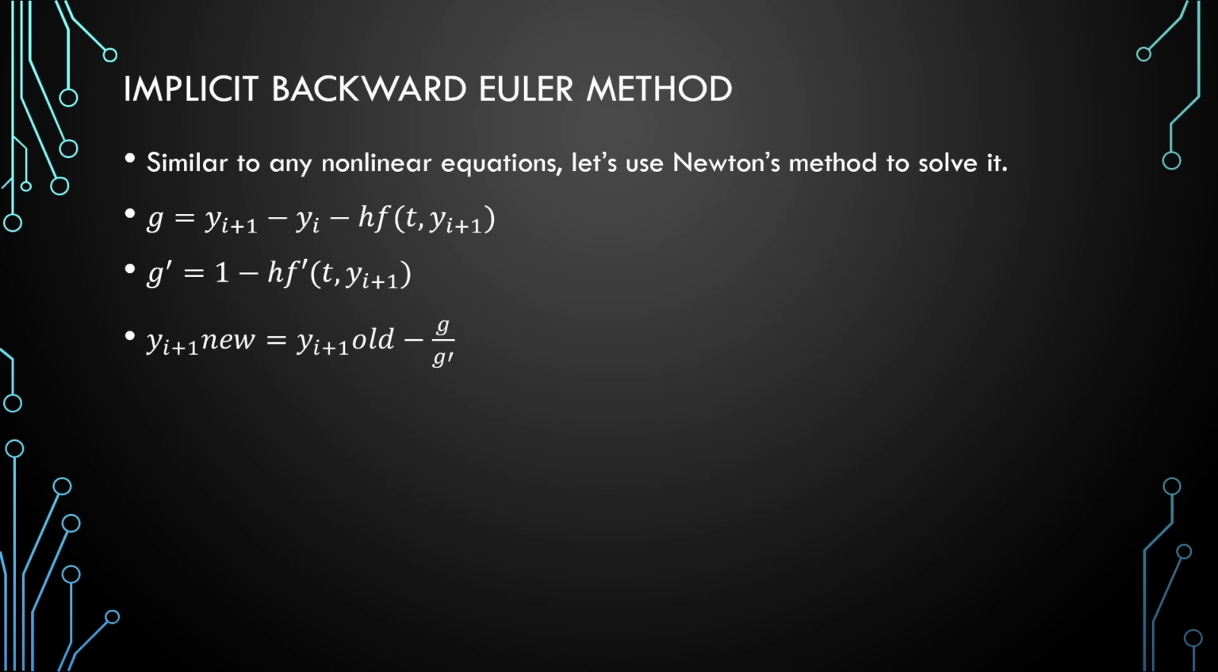So how do we do that? Similar to any nonlinear equation, let's use Newton's method to solve it. We define a function g, which equals y i plus 1 minus y i minus h times f. And we can define g prime, which is dg over dy i plus 1. Then we use Newton's method to calculate the new y i plus 1 using the old y i plus 1, g, and g prime. And we do this iteratively until they converge.